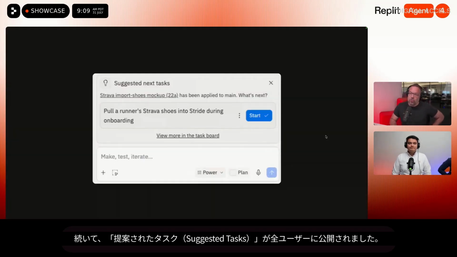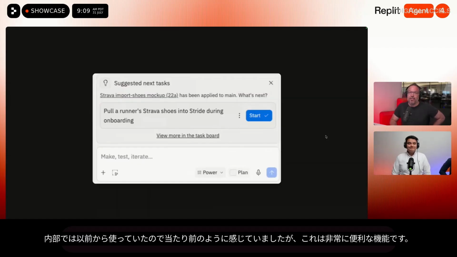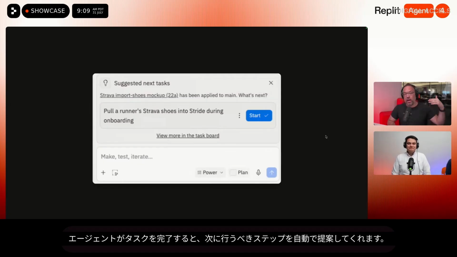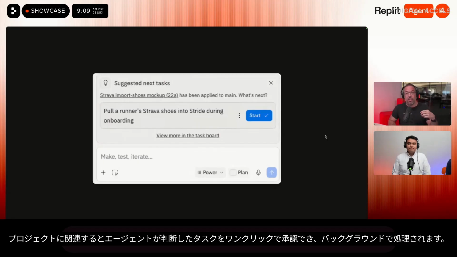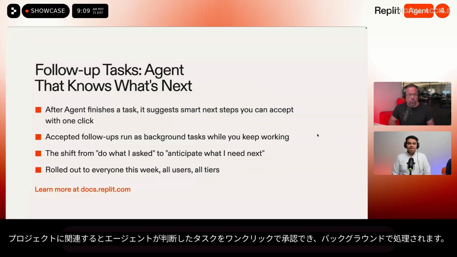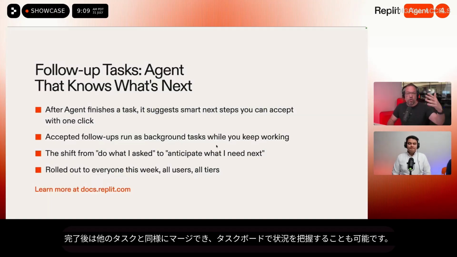Okay, suggested tasks roll out to everyone. I've just taken for granted that this is something everyone has because I see it in the back. This is one of those things that is super helpful. When the agent finishes, it will recommend the next task for you to try out. You just click start. You can view the task right there and fire that off. Super helpful for little things you might have missed or other stuff that the agent might think is relevant to the project. With one click you can accept that. They will run in the background. You can then merge those like you do with any other task. You can also see those on your task board as you go.